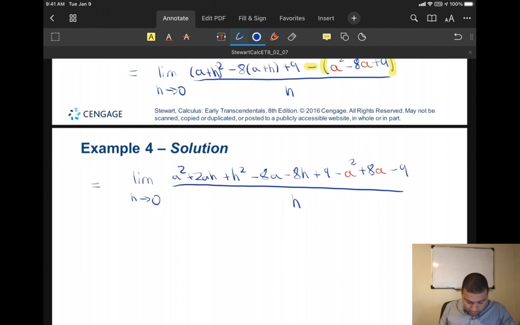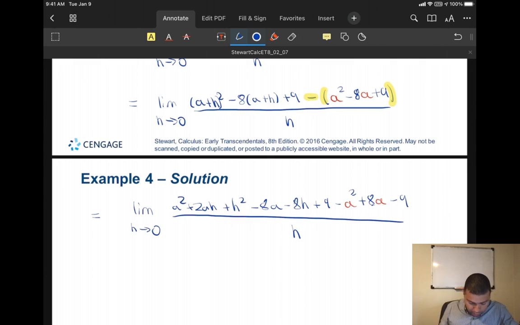But anyway, this is how you do this, how far you go with a, and then you cancel what can be canceled, right? A squared minus a squared. You have minus 8a and a plus 8a. You have a plus 9 and a minus 9. This is going to happen most of the time. A bunch of things is going to cancel out, hopefully.